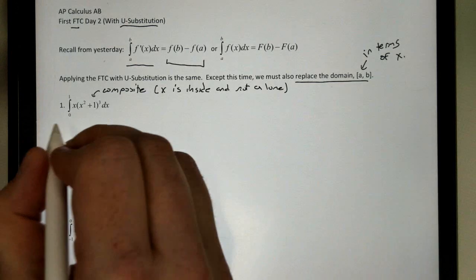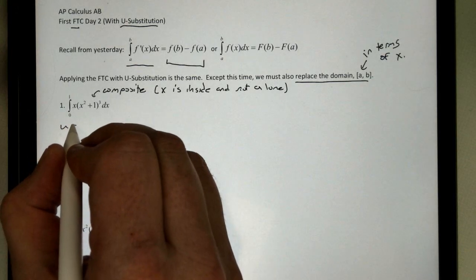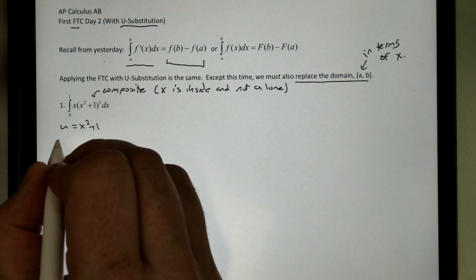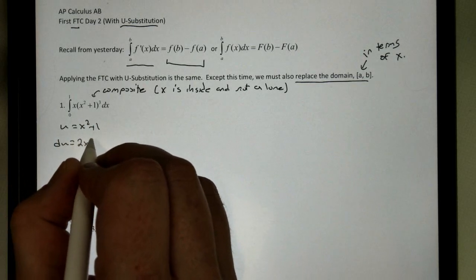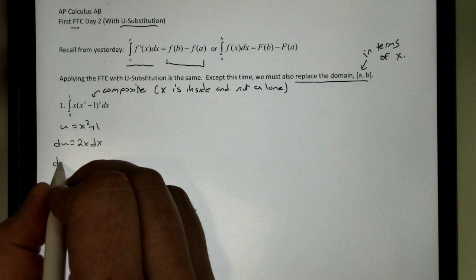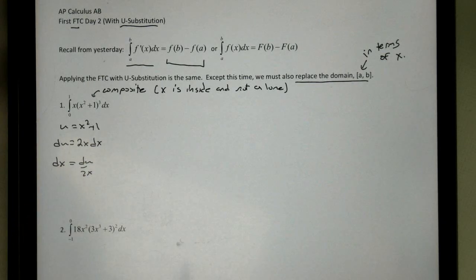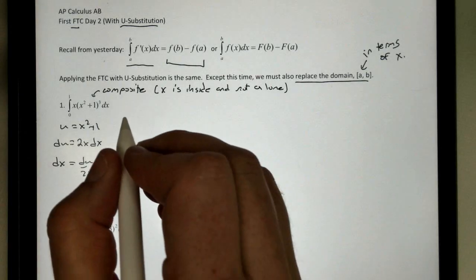So when we integrate this one, we're going to use our u. Our u here is going to be this x squared plus 1. And our derivative is going to be 2x dx. And solving for dx, we get du over 2x. We've been doing that for a few days, so this should be old hat for us.